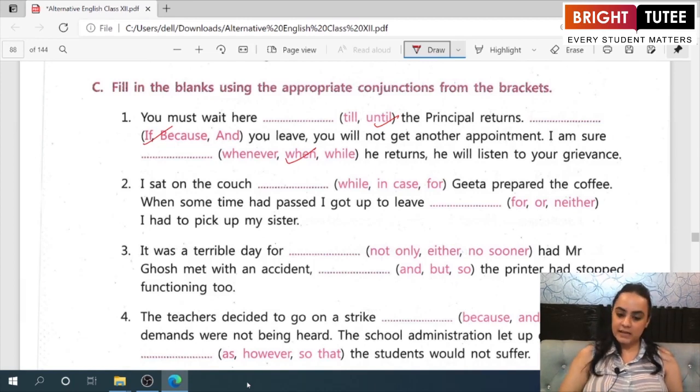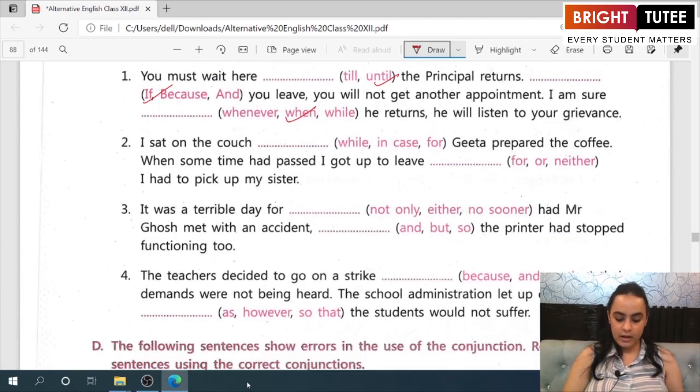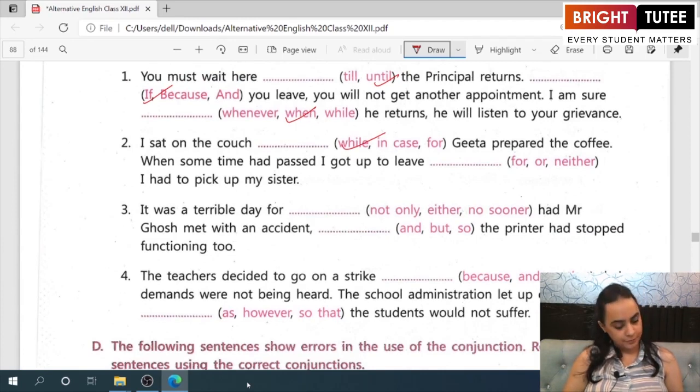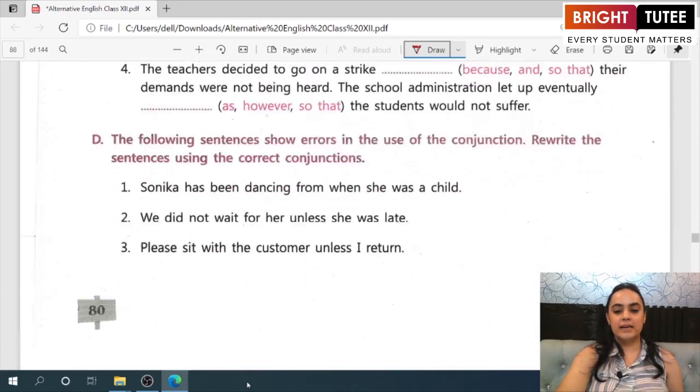Let us look at the second one. I sat on the couch while Geeta prepared the coffee. When some time had passed, I got up to leave, for I had to pick up my sister. Right? Easy enough? Let us move on to the next question.